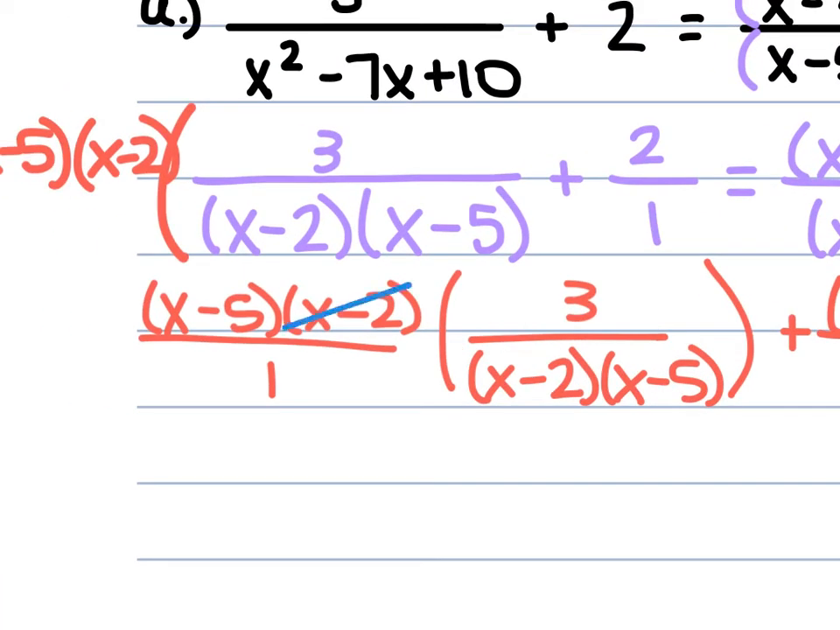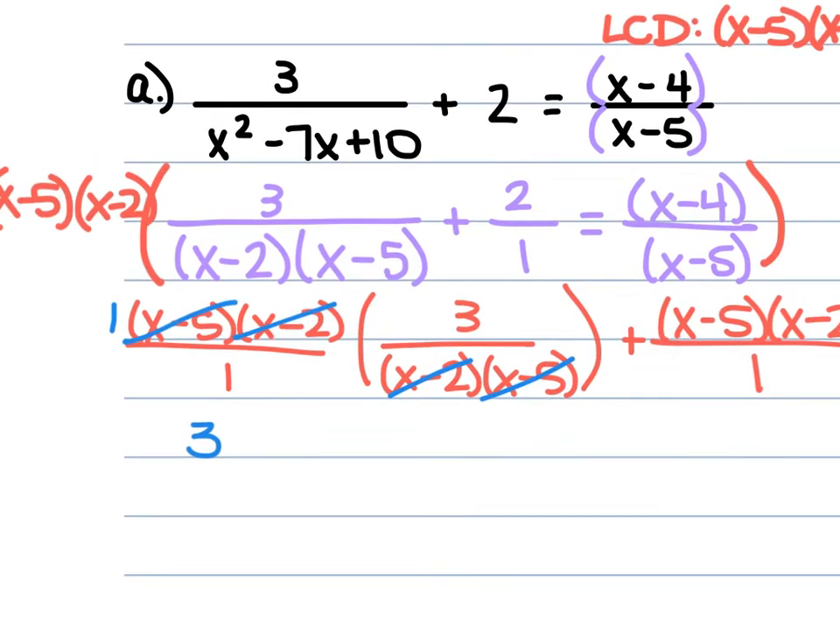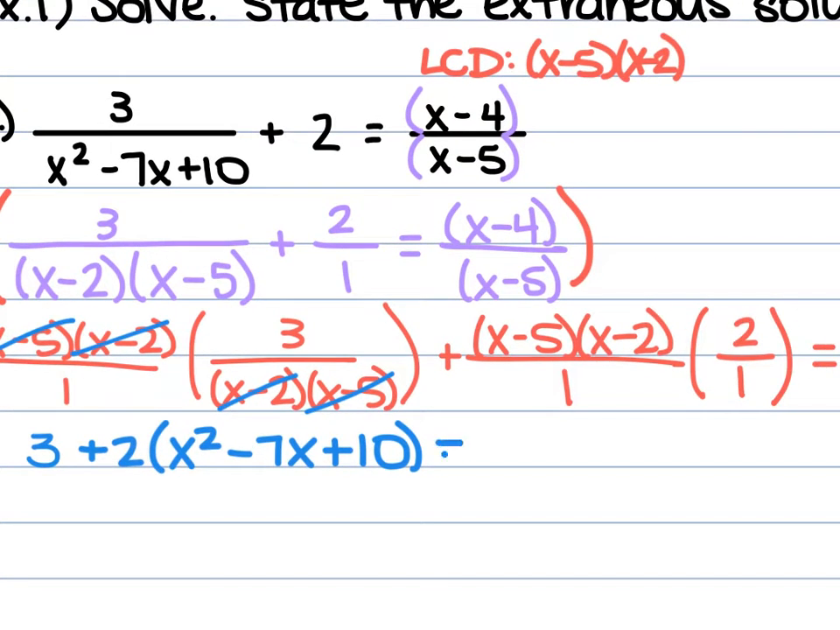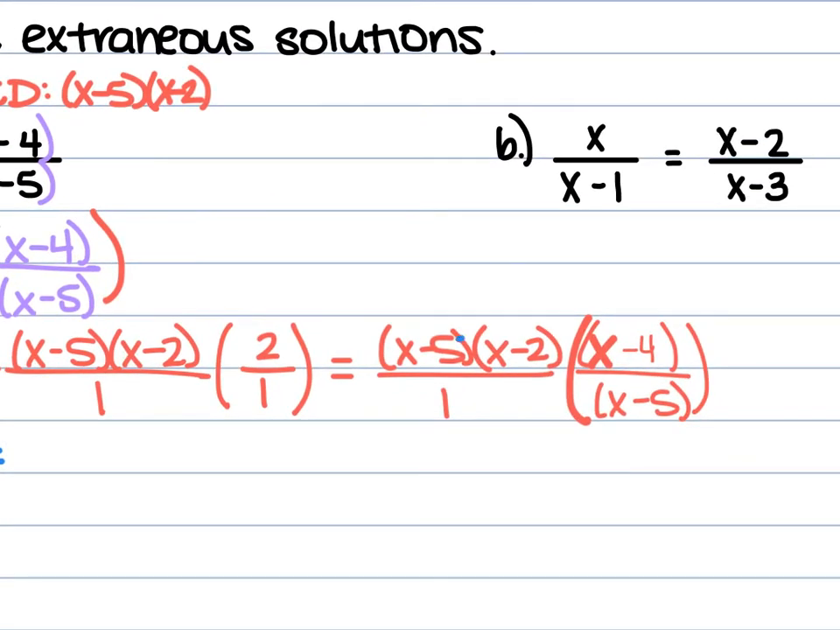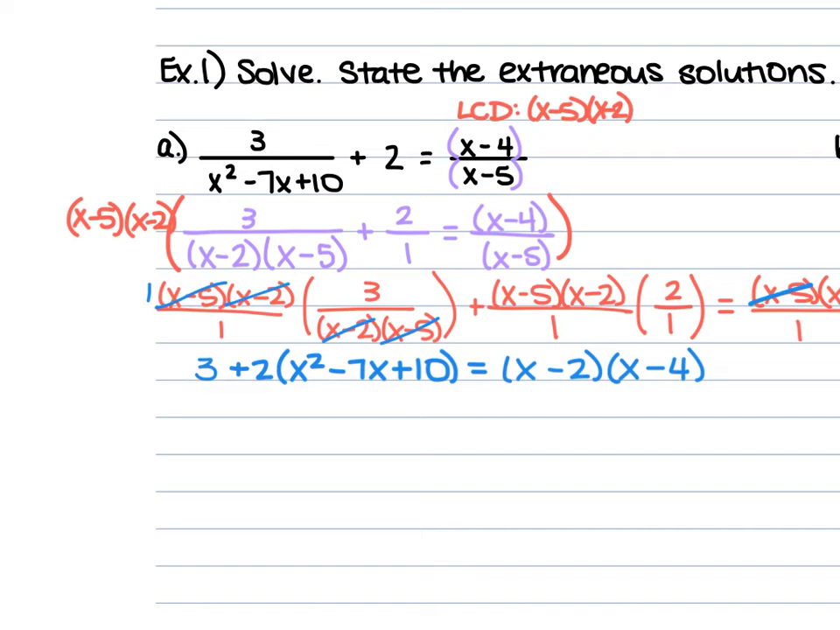These x minus 2's cancel out, these x minus 5's cancel out, so it's just going to be 1 times 3, which is 3. Then we have x minus 5 times x minus 2 times 2, so that's 2 times x squared minus 7x plus 10. And then we have our equal sign, and then that x minus 5 and the x minus 5 cancel out, so we're going to have x minus 2 times x minus 4. So we're going to multiply all of this now.